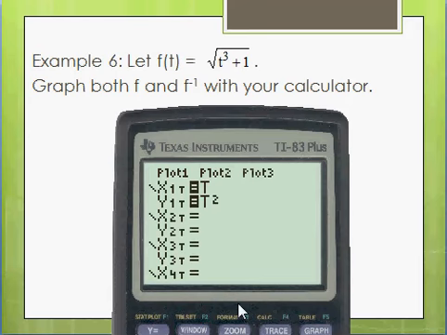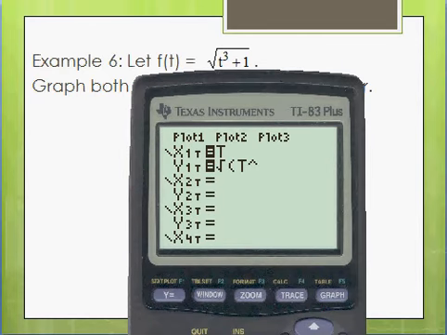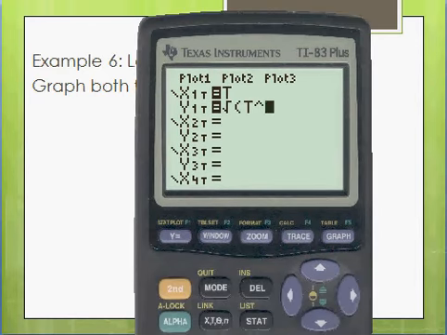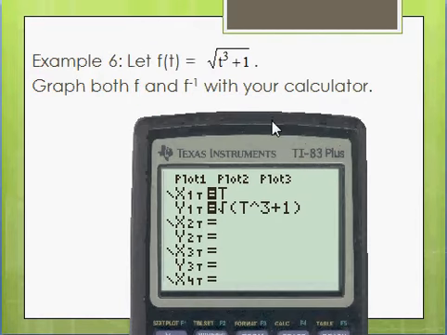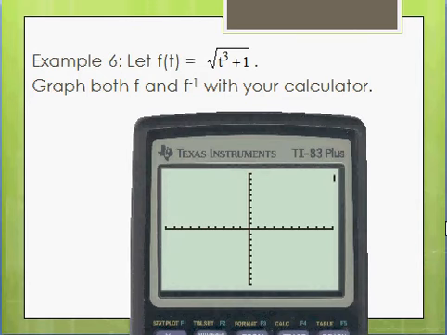So I'm going to hit y equals, and let's just let x be t and then y be our function here. So the square root of t, scoot up a little bit, t cubed plus 1, close the square root. So there we have x equals t, and then our function, the square root of t cubed plus 1. We can graph that. And we get this sort of weird cubic function with a little bump in it here.